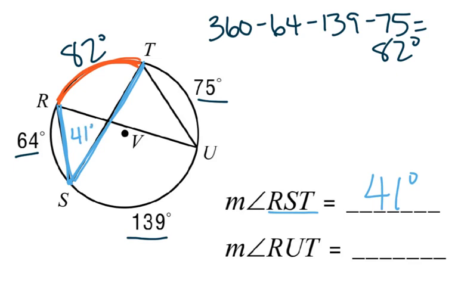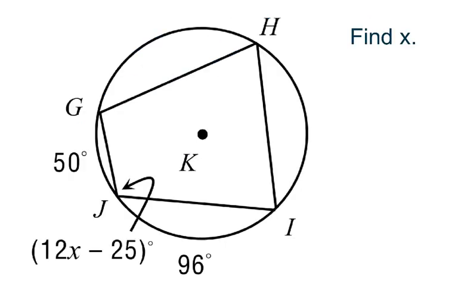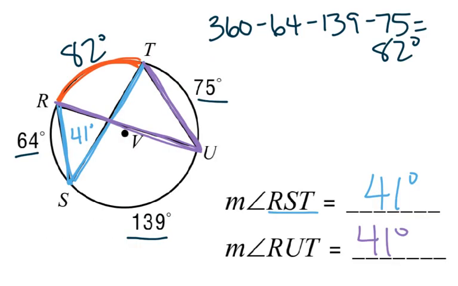Hopefully that made sense. And then, if you'll notice, I'm looking for RUT. The nice thing about this one is that it is intercepting the same arc of 82 degrees, so this is also 41 degrees. They were intercepting the same arc, so they had to be the same angle measure. Just from finding the blue one, I automatically know the purple one. Hopefully that makes sense. Let me make sure I didn't skip anything.